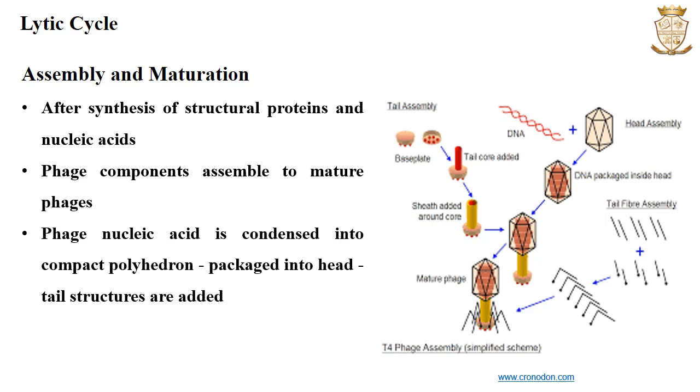From this image we can see the tail assembly occur, the head assembly occur, and the DNA getting packaged into the assembled head structure, and then the head structure and the tail structure will assemble together to form the mature phage. This image shows the phage assembly of T4 phage.